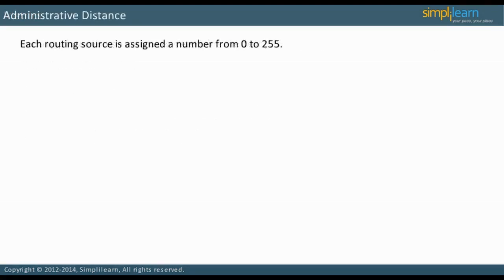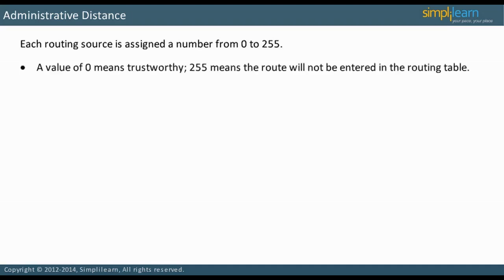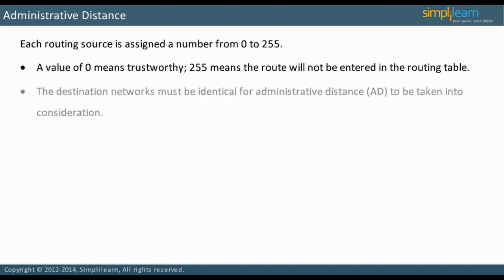Each routing source is assigned a number from 0 to 255. A value of 0 means trustworthy. 255 means the route will not be entered in the routing table. Given multiple routes to the same network, the route with the lowest administrative distance is preferred. The destination networks must be identical for administrative distance to be taken into consideration. For example, 10.1.1.0/24 is not the same as 10.0.0.0/8. Here, the longest prefix match rules. So the route taken will be the route for 10.1.1.0/24, and administrative distance is not considered.